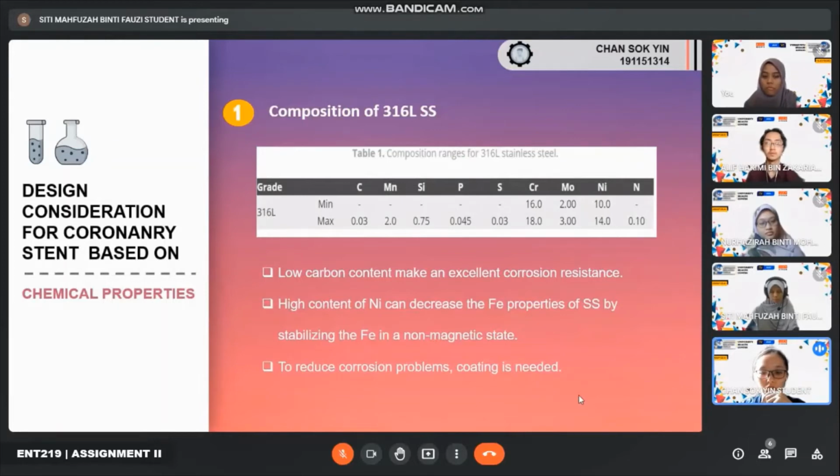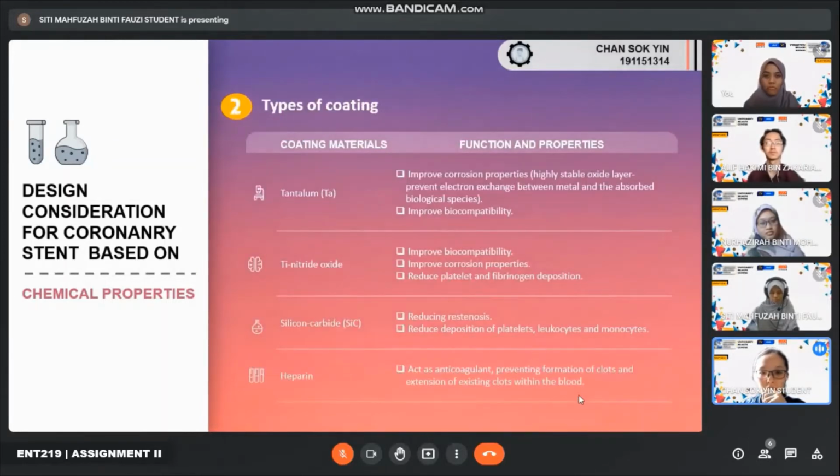In order to reduce corrosion problems, coating is needed. Types of coating that can be used are tantalum, which has a highly stable oxide layer that can enhance the corrosion resistance and biocompatibility of the 316L stainless steel, hence reducing the release of metal ions. Then, titanium nitride oxide. This material makes a bioinert surface and reduces the deposition of platelets and fibrinogen over the stents. Furthermore, silicon carbide has an effect in reducing restenosis by reducing the deposition of blood cells over the stents. Next, heparin is a polysaccharide with negative charge and it is a naturally occurring anticoagulant. Therefore, the formation of clots and the extension of existing clots within the blood can be prevented.